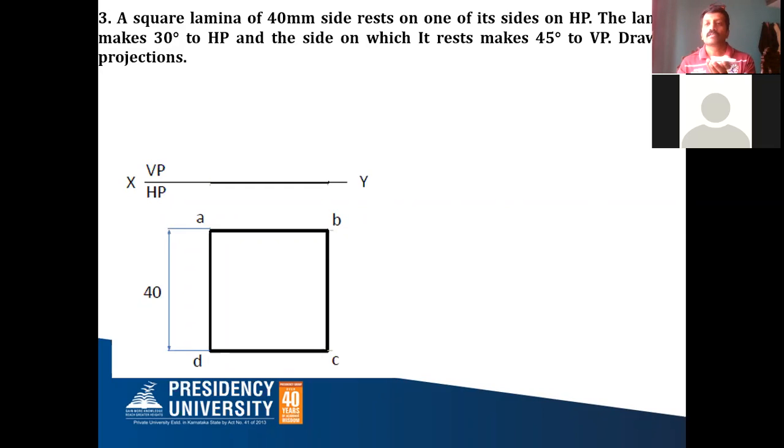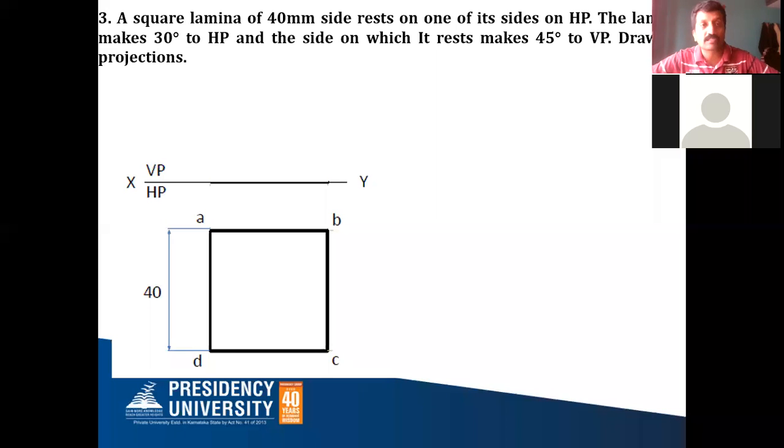Second position, he says the lamina is inclined at 30 degree to HP. It is tilted like this. So the square is tilted like this with any angle. In the top view, it looks like a rectangle. So that is what in the second position we have to do. The third position, he says the side on which it rests makes 45 degree to VP. Now this is 90 degree to VP. You have to tilt it like this. The top view and front view, you need to write for this.